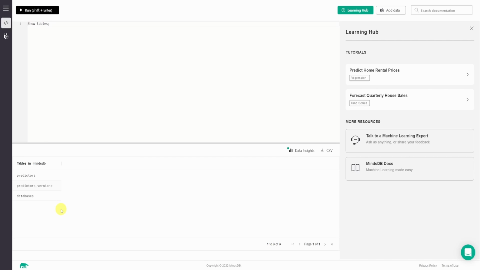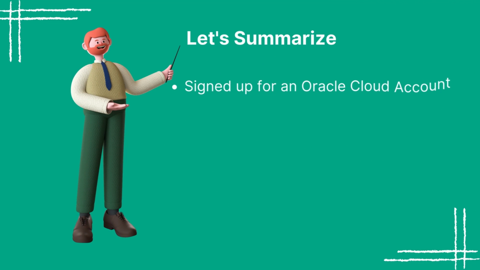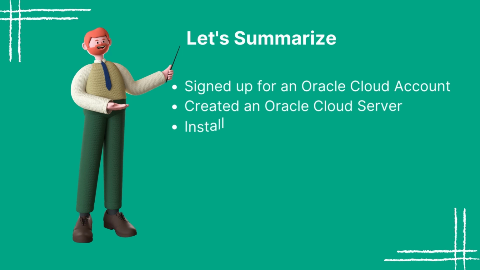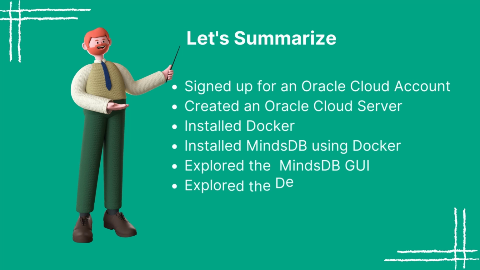So there you go. We have successfully deployed an instance of MindsDB on an Oracle Cloud Compute instance. Time to summarize. Initially, we signed up for an Oracle Cloud account. Then we created an Oracle Compute instance. Then we installed Docker in the instance. Then we used Docker to install MindsDB. Finally, we explored the MindsDB GUI after adding a firewall rule. And then finally, we explored the default tables that are present in MindsDB when we launched the instance for the first time. So that's all for this video.